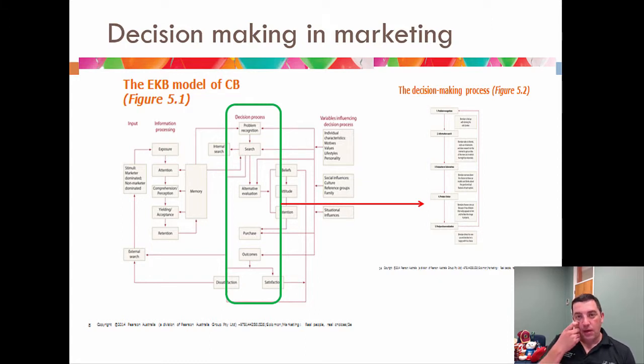Okay, so looking at what you see in front of you here now, two of the big slides this week. We have the EKB model of consumer behavior, named after the initials of the three authors who came up with this idea. And you can see in that diagram of figure 5.1, I've highlighted in green and put a red arrow across to figure 5.2, which shows the bit we're most concerned about in understanding the decision-making process itself. So the bit in green highlights the steps the consumer goes through.